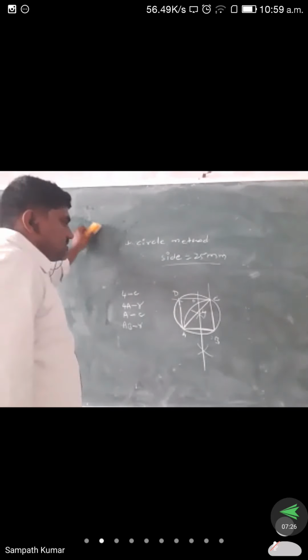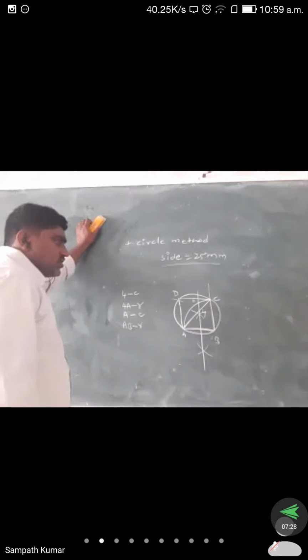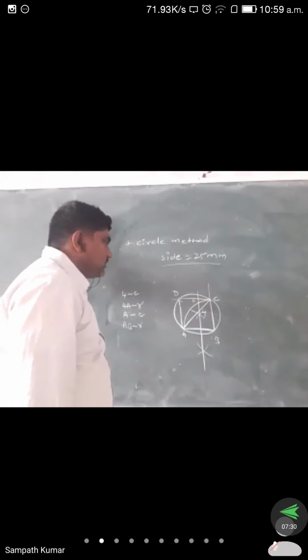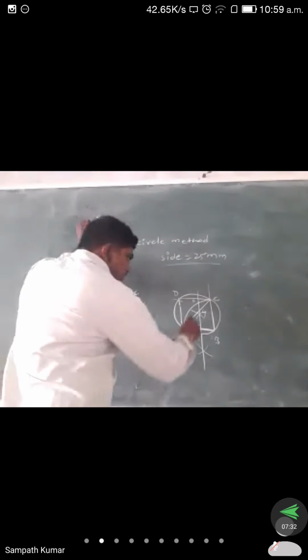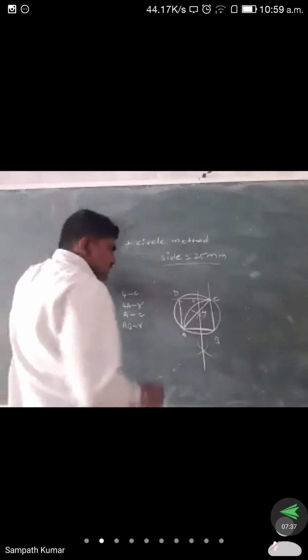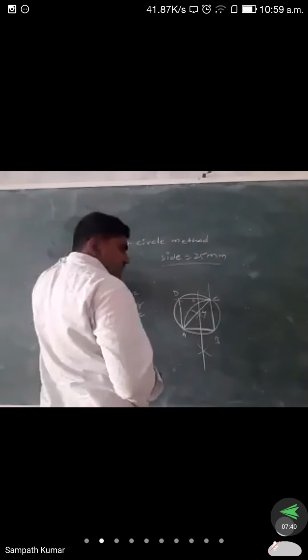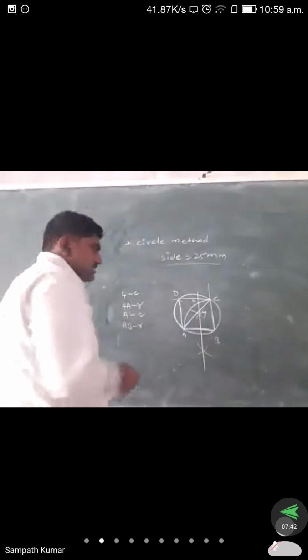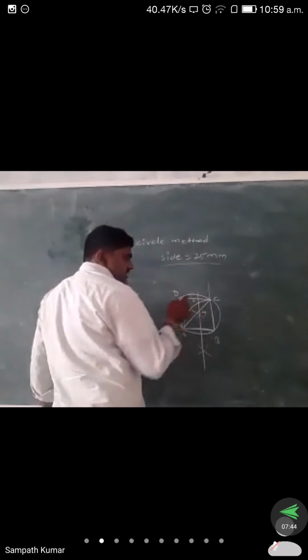Next, we have to go for the pentagon. For the pentagon, in between 4 and 6 is the 5th point. Then we have to go for the perpendicular bisector of the 4, 6 side.